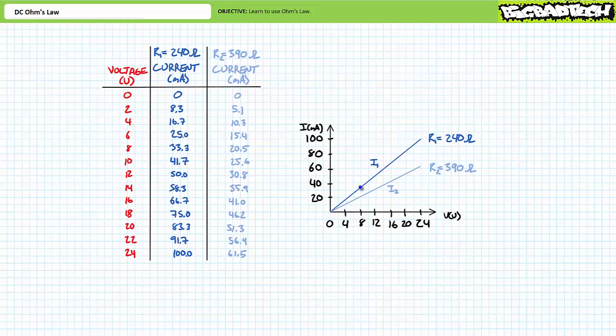At 8 volts, current through the 240 ohm resistor is 33.3 milliamperes, whereas at the same 8 volts, current through the larger 390 ohm resistor is only 20.5 milliamperes. Similarly, at 16 volts, current through the 240 ohm resistor is 66.7 milliamperes, whereas at the same 16 volts, current through the larger 390 ohm resistor is only 41 milliamperes.